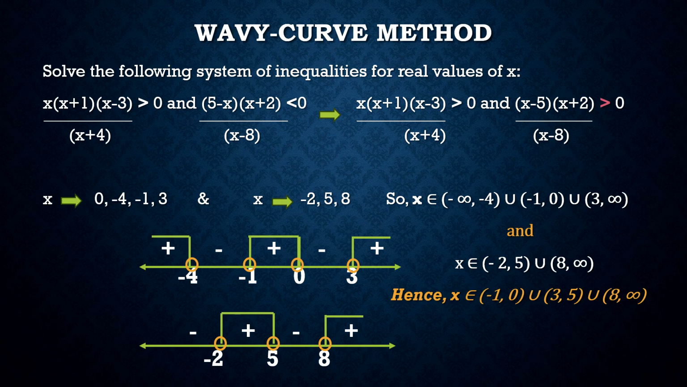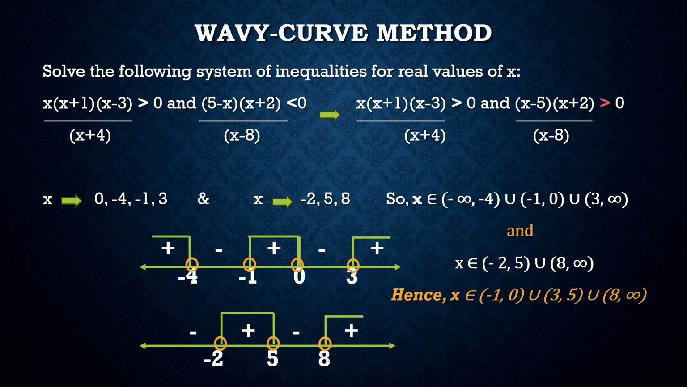First, in the first one, which values can x take? x means x - 0, so one value is 0. x + 1 means -1. x - 3 means 3. In the denominator, x + 4 means -4. Same way for the second inequality, it will be -2, 5 and 8. Now remember over here, both the inequalities are of greater than type. It is not equal to type. So all the dots will be hollow dots, not dark circles.